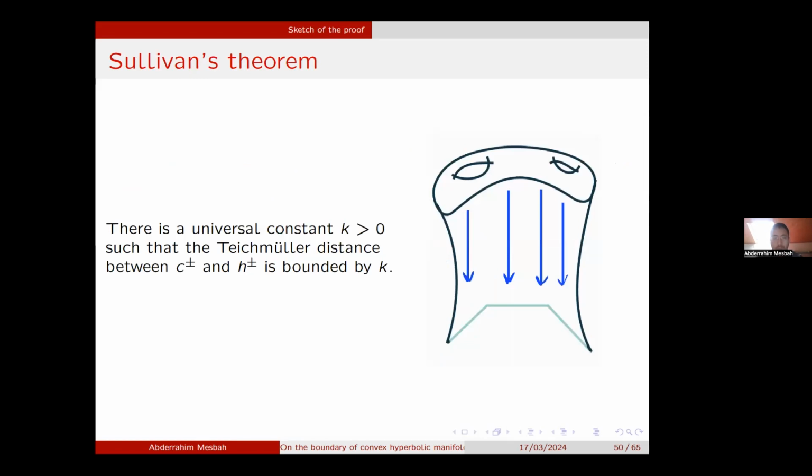And to do this, we will need a theorem by Sullivan. Sullivan says that there is a universal constant K, which is close to 2, but it is not equal to 2. It was conjectured that it is exactly 2, but eventually Markovic, I think, has shown that it is not equal. He gave a counterexample and showed that it's not 2.